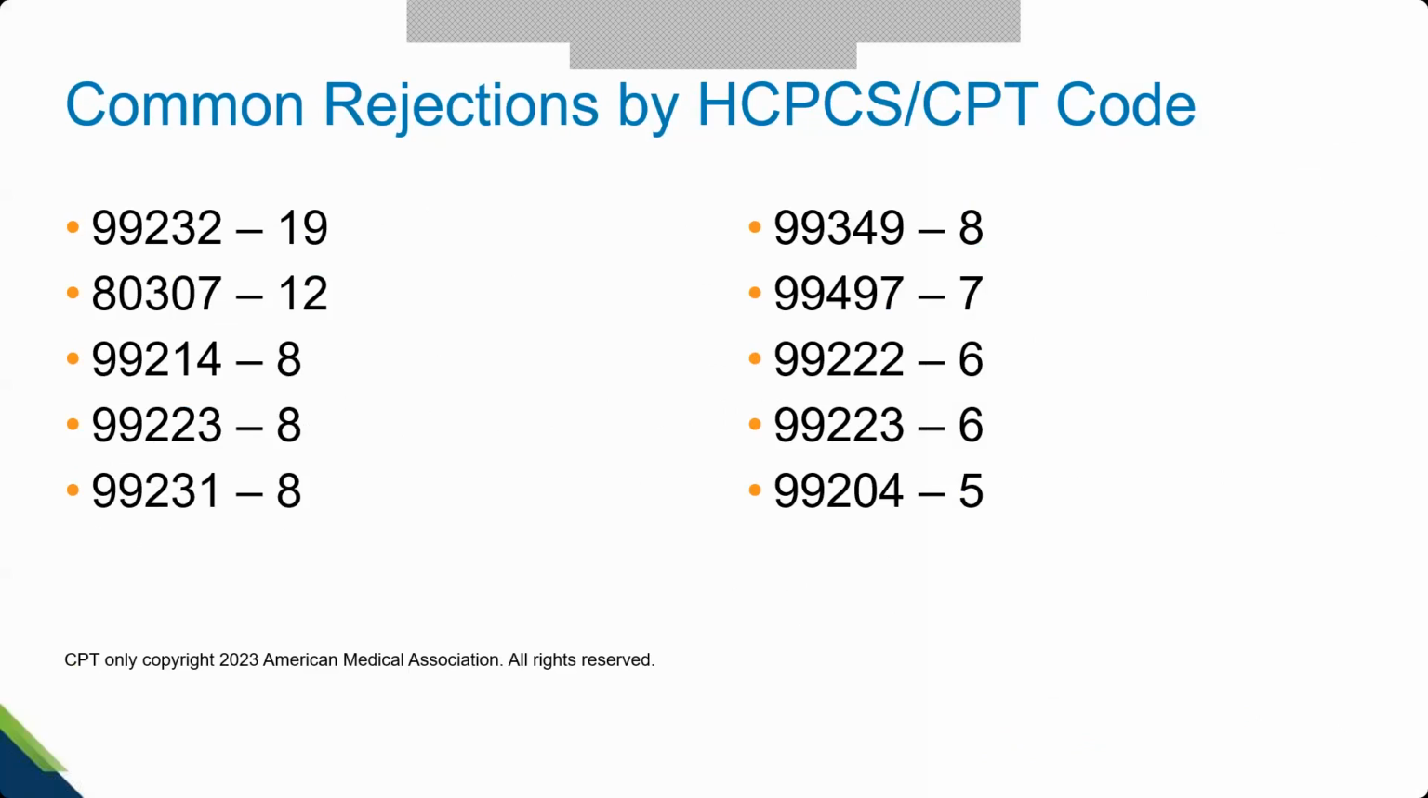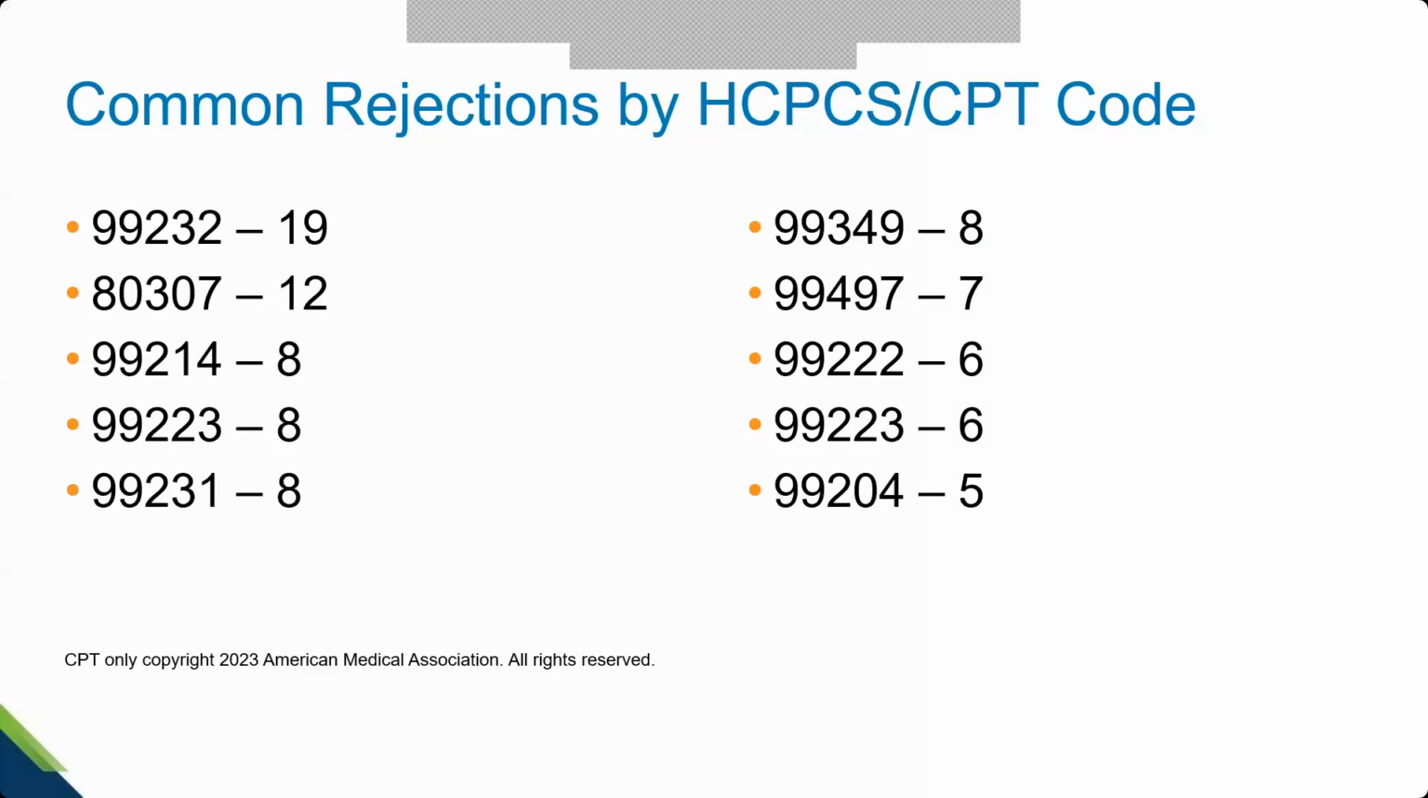So you'll see a number of evaluation and management codes here, 99232 and 99214. The top reason for rejections of these codes is that the rendering physician number was invalid or missing on the claim.